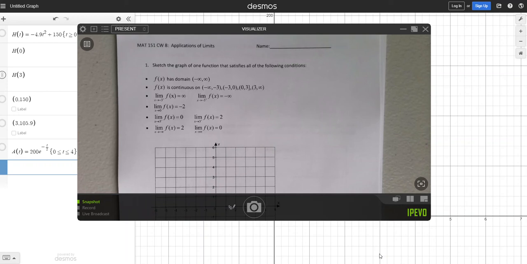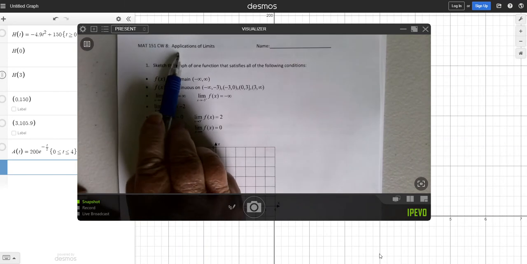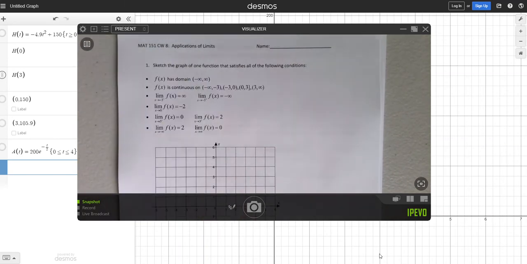So this video is technically for section 1H. There isn't really a formal section here. Instead, what I'm going to be doing is walking you through a part of this classwork 8, applications of limits. Rather than a lecture on this section, I'm going to get you started on these problems, so hopefully you'll be able to finish them and be all ready to turn in your homework.